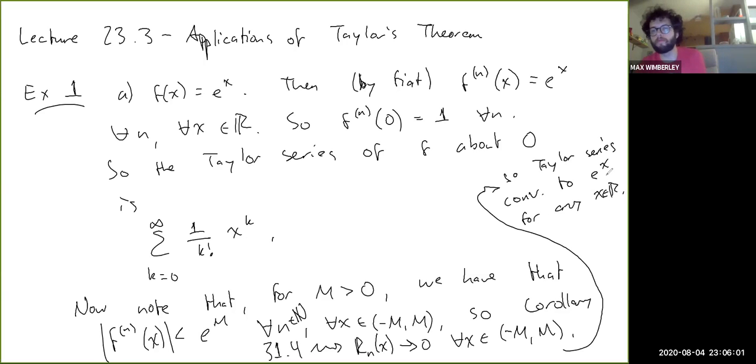And the reason that we can say from this that it converges for any x in R is that if you fix a value of x in R beforehand, then all you have to do is choose some capital M bigger than the absolute value of x. So that way x is actually in the open interval from -M to M. And then you apply this argument on that open interval, and that shows that R_n(x) goes to 0, which means that the Taylor series converges to e to the x for that value of x, right?